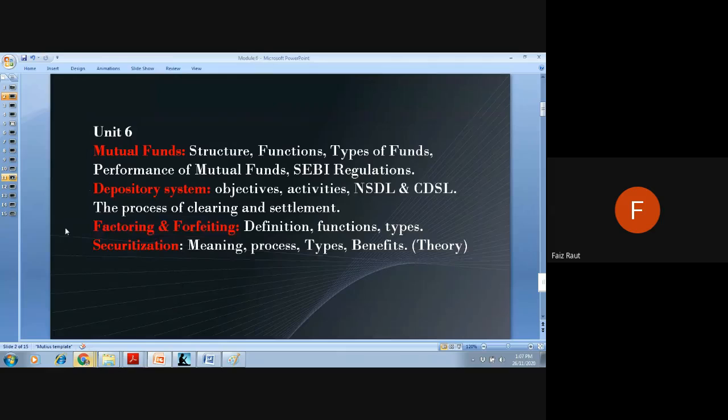Then you have factoring and forfeiting. I'll not explain that much. Then securitization, how debt is securitized and sold. So the sixth module is a big module, but a very interesting one, and it covers 4 different aspects of finance. Mutual fund is totally different. The depository system is somewhat connected with mutual funds, but again different. It's part of financial markets. Factoring and forfeiting is different from mutual funds and the depository system. Securitization is again totally different. It goes into the debt market. So this is what we are going to discuss.